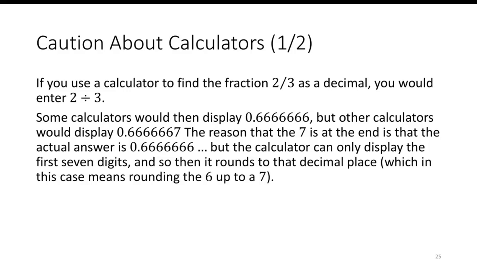Just a note, if you use your calculator to find a fraction like 2/3 or 1/7, you would use division. Like for 2/3, you do 2 divided by 3. Some calculators would then display 0.666666. Other calculators would have a bunch of 6s with a 7. The reason that the 7 is at the end is that the actual answer is 0.6666 repeating forever, but the calculator only displays the first 7 or so digits and then rounds the last decimal place, which in this case would mean rounding the 6 up to 7.